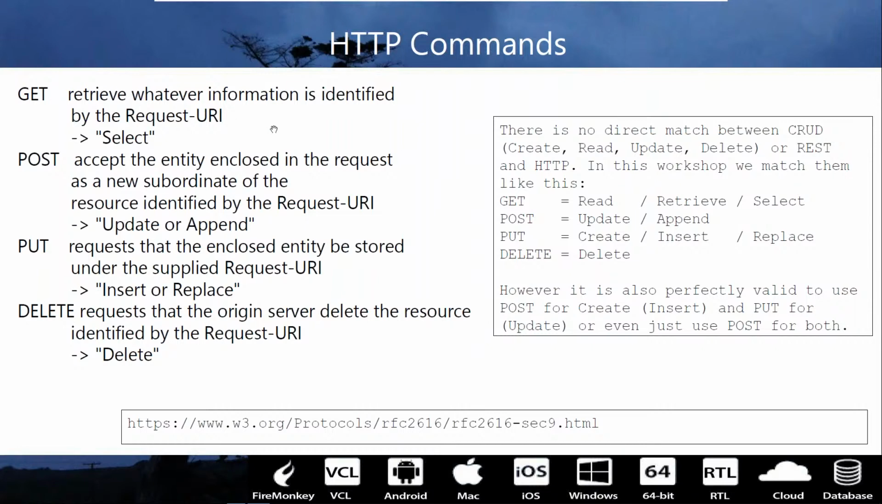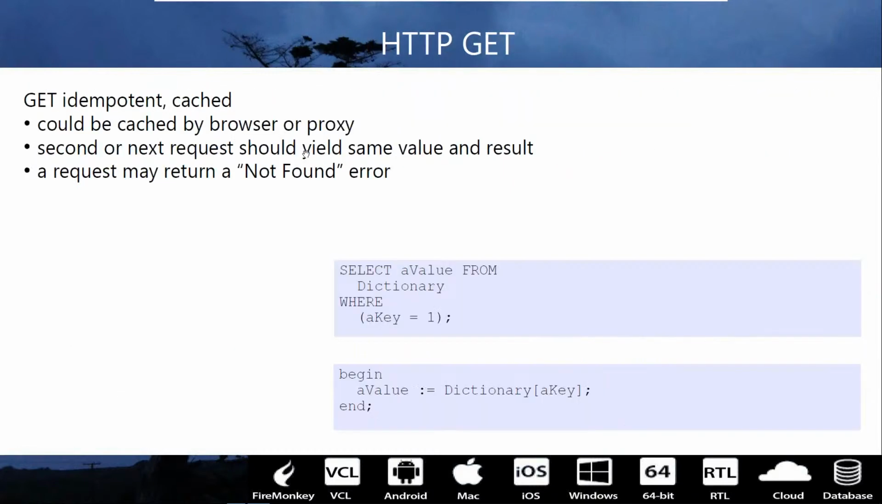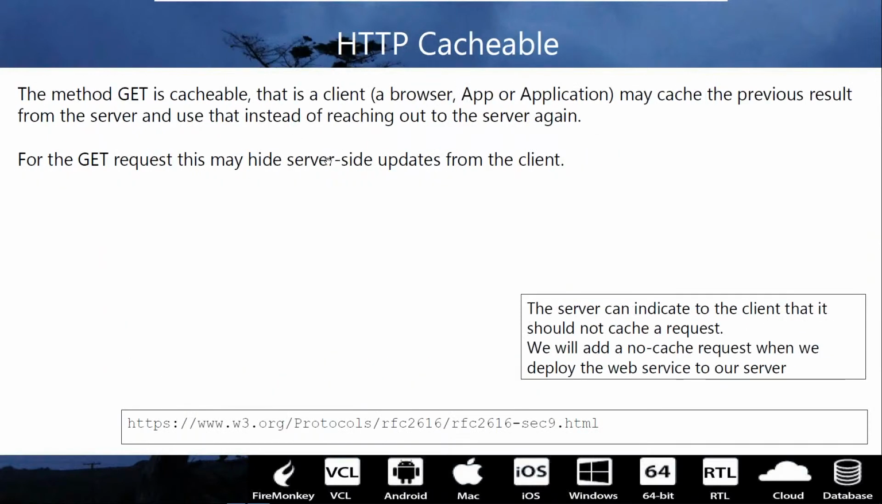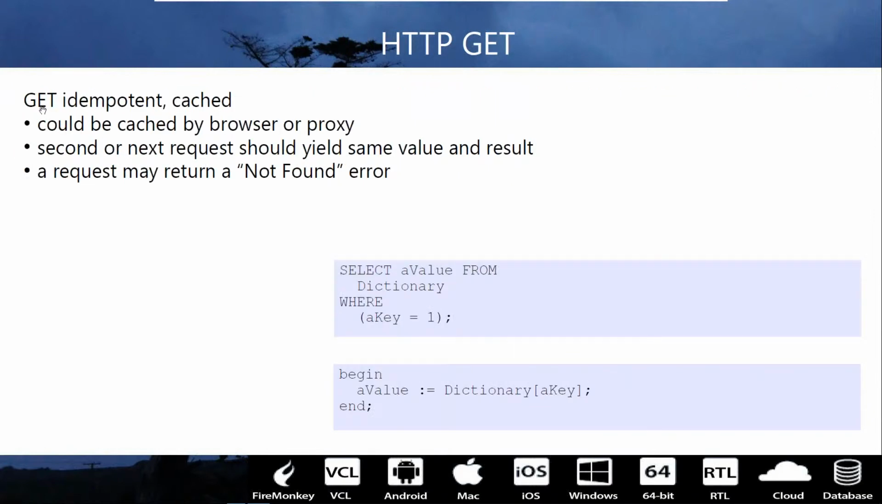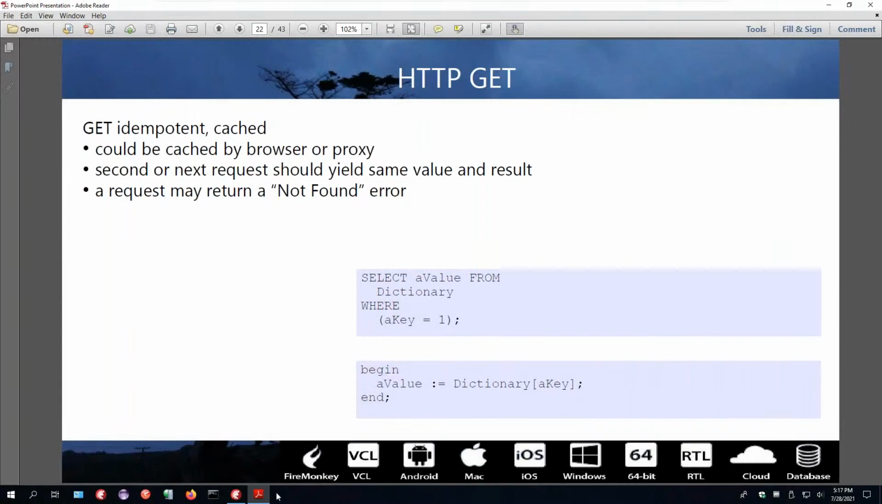And let's focus on the GET request, and let's skip this here. Now GET itself is idempotent and cacheable, and we'll get back to idempotency and cacheability later on. But first, let's take a look at the GET request. It could be cached, but the second or next request should yield the same value result. A request may return a not found error, and what it does, it's actually going to request a value from the dictionary. And what we need is a URL, which is http://localhost, and we need a uniform resource identifier, which will be /keyvalue. I'm going to add that to the web service. So I'm going to add a /keyvalue to the web service.